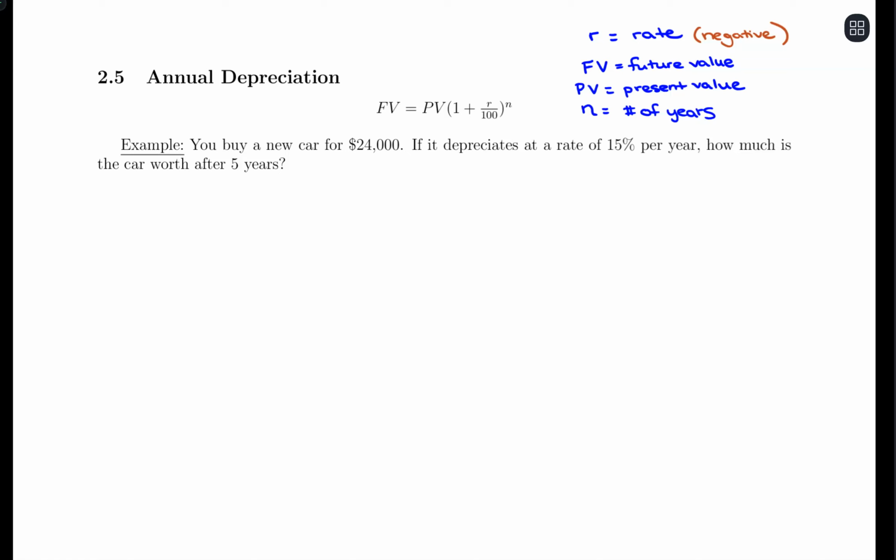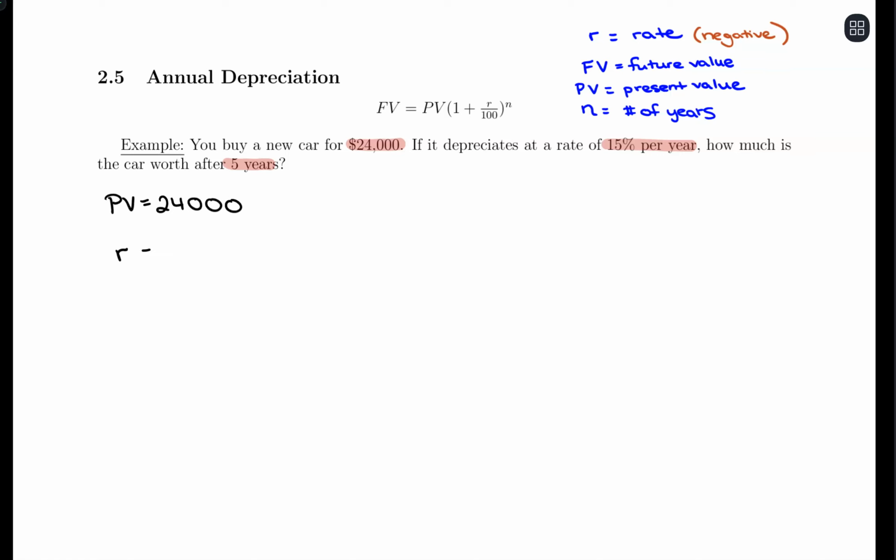Okay, let's apply this formula to an example. We buy a new car for $24,000. It's depreciating at a rate of 15% per year. How much is the car worth after 5 years? What we have here is the present value of $24,000. That's what the car is worth right now.